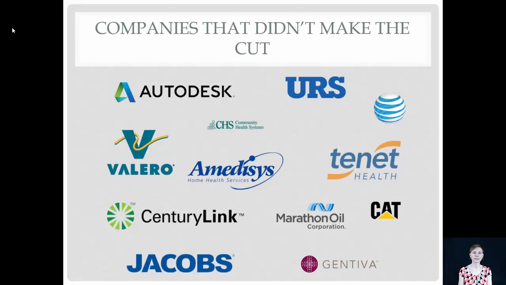These are the companies that did not make the cut. I used a lot of different variables to decide which ones they would be, and I'll go through how I decided that in a moment. But Autodesk, URS, Metasys, Valero, CAT, just some of the few that just didn't quite have the numbers that I wanted to make it worthwhile to invest in.